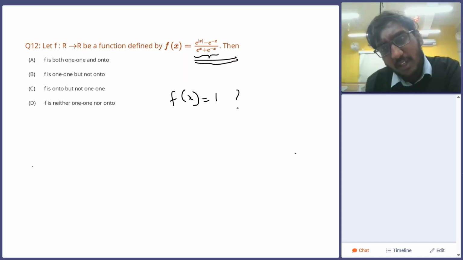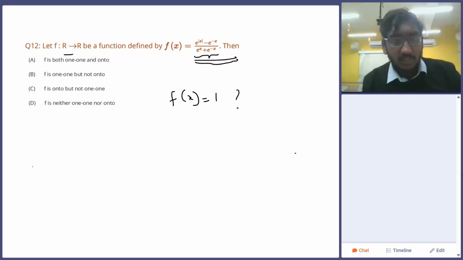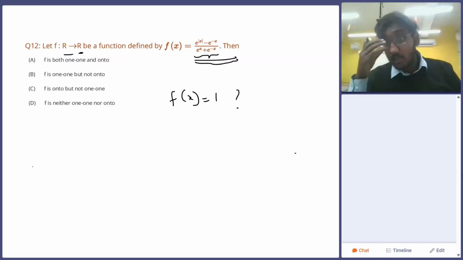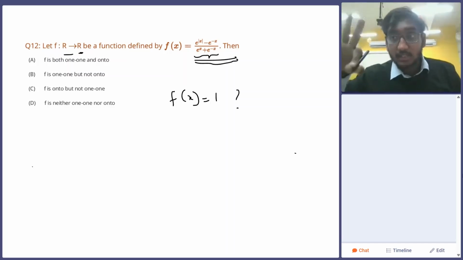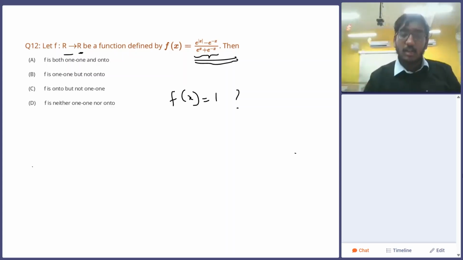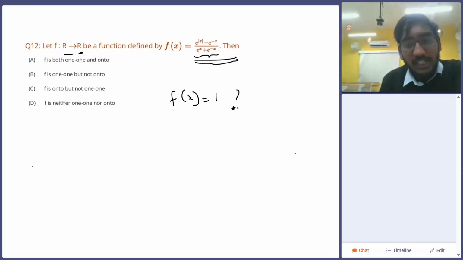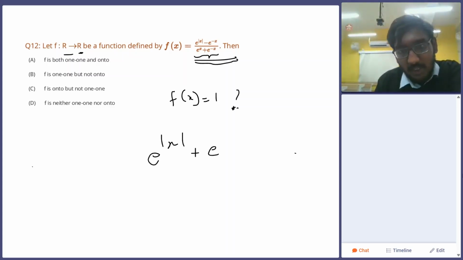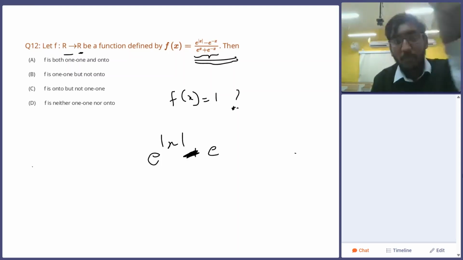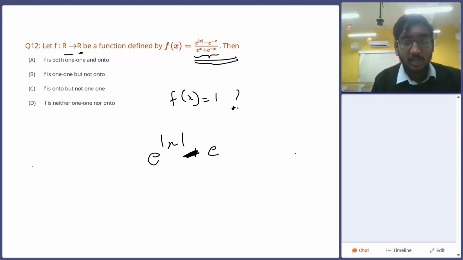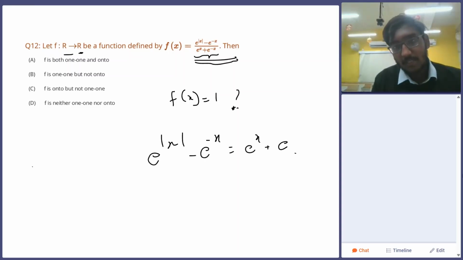is this a possibility? Because it's an R to R function, even if one particular element is not mapped, then it is purely what? It's not an onto function, because the entire codomain should be in the range. Then only it is an onto function, right? Yes. So is this possible by any chance? e power mod x plus e power minus x. Then, in case that happens to be possible, what is the consequence? The numerator must be equal to the denominator, right? So e power mod x minus e power minus x is equal to e power x plus e power minus x.